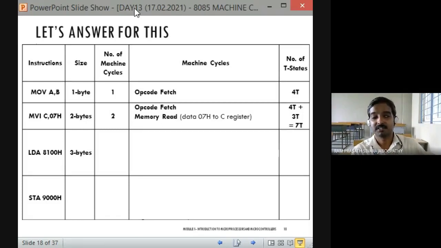Think well and answer, how many machine cycles are needed? Think well and tell. Opcode is 1 byte, correct? Then the lower byte of the address, then the higher byte of the address. Correct? Let us think carefully and answer. The number of machine cycles that take place in the LDA instruction.